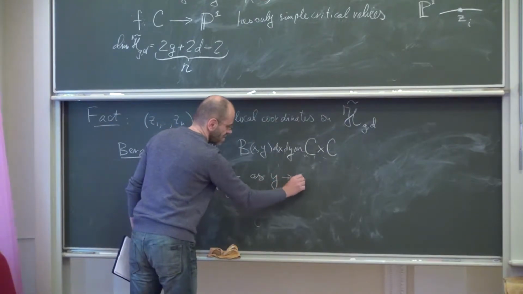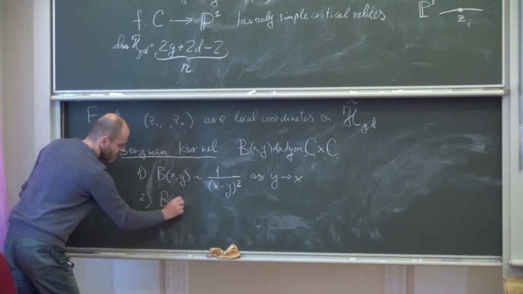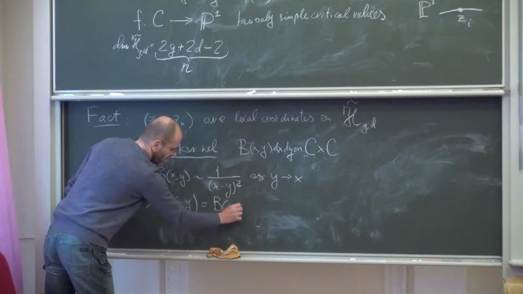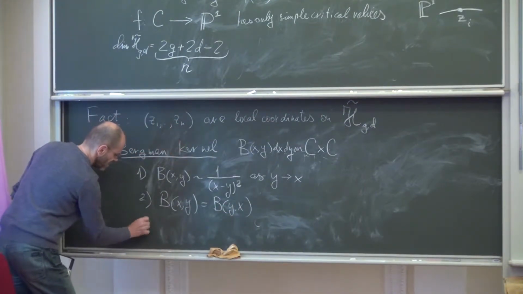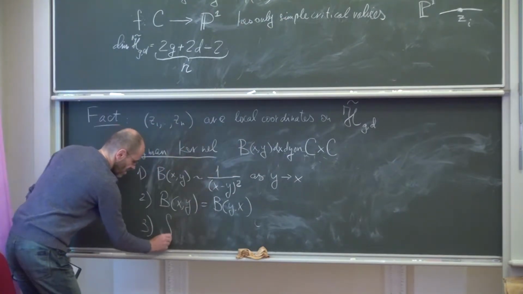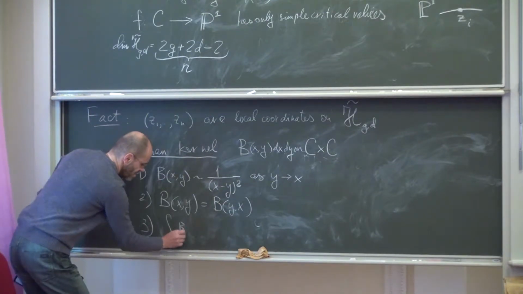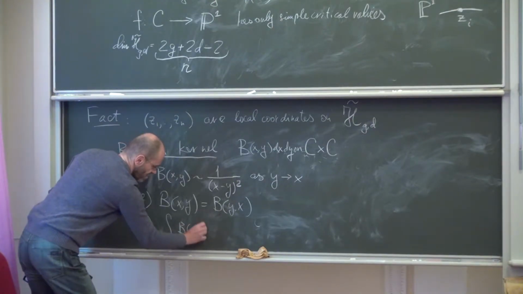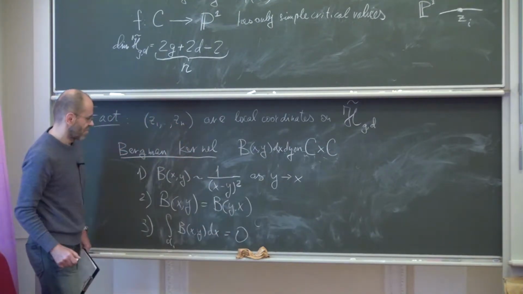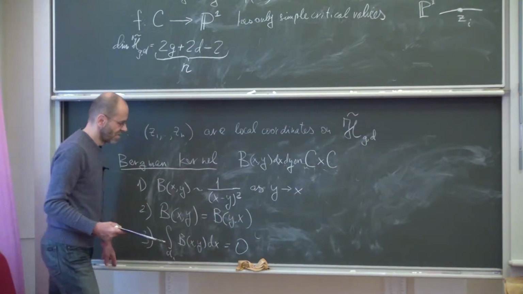Its second property is that it's symmetric. And the third property is that its A periods are all 0: the integrals over A cycles of B(x,y) with respect to the first variable are 0. So these three properties characterize this bidifferential uniquely.